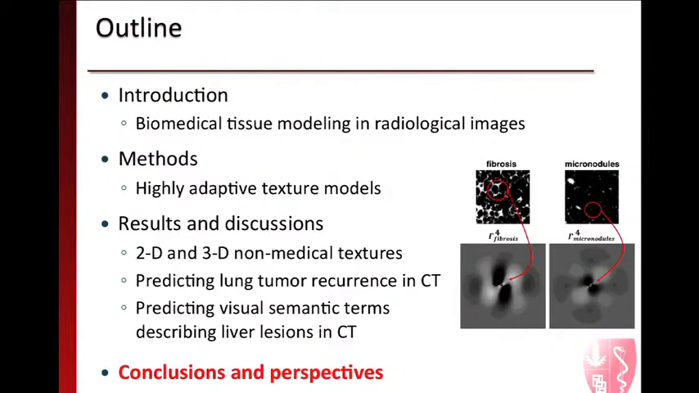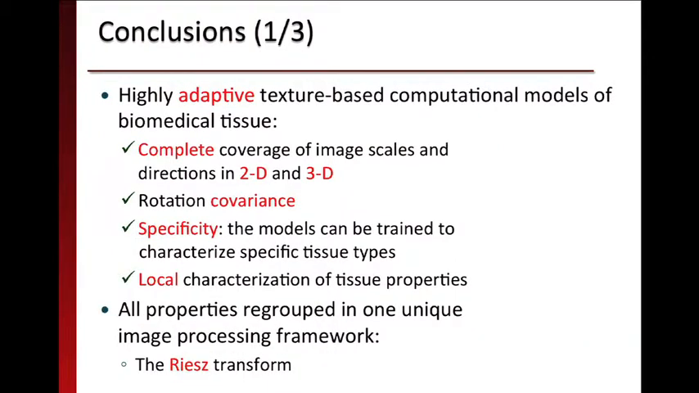Okay, so with that, I would like to go to conclusions and perspectives of this work. I will first recall all the objectives that we set at the beginning of the talk. We wanted to build highly adaptive texture-based models of biomedical tissue, which have the following properties. We wanted a complete coverage of image scales and directions, also operators that are rotation covariant to allow them to be aligned on the patterns. And these first two properties were enabled using a multi-resolution framework and also steerability.